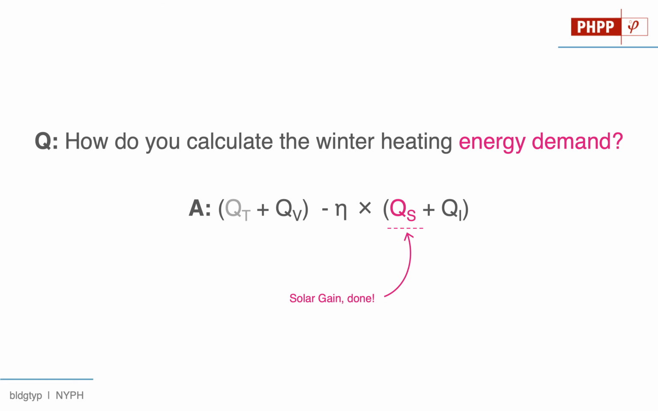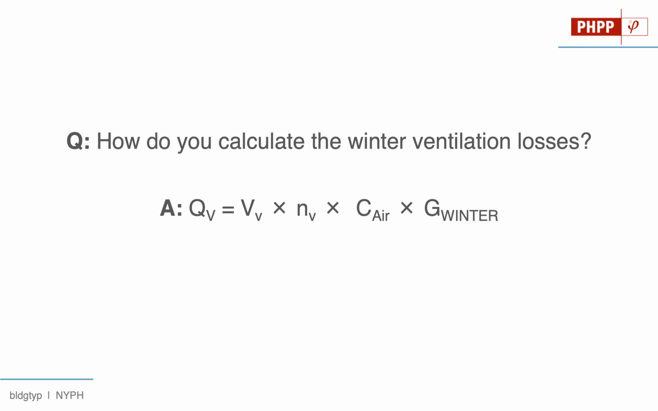So that's fantastic. Now that those are done, let's turn our attention to the next piece of the puzzle here. Let's talk about ventilation losses. How is the PHPP going to calculate this Q sub V, the annual or winter period ventilation losses for our building? Well, it's going to use a relatively straightforward equation. The way to think about how the PHPP is working is to imagine it using this equation right here.